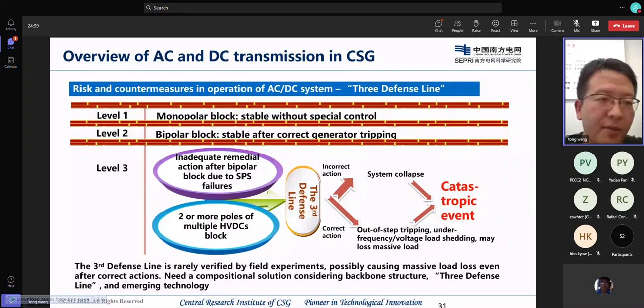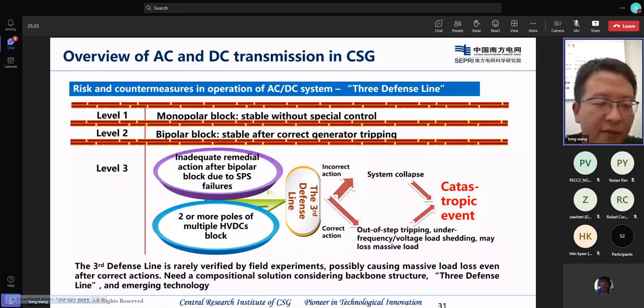And the second level is bipolar block. If this happens, we have some generator tripping or something else that it needs to make the system stable. And the third one is that if there is an inadequate remedying action after bipolar block due to some SPS failure or two or more poles of multi-HVDC action after out-of-stepping, we need a third defense line, because the third defense line is for when we want to avoid the system collapse.